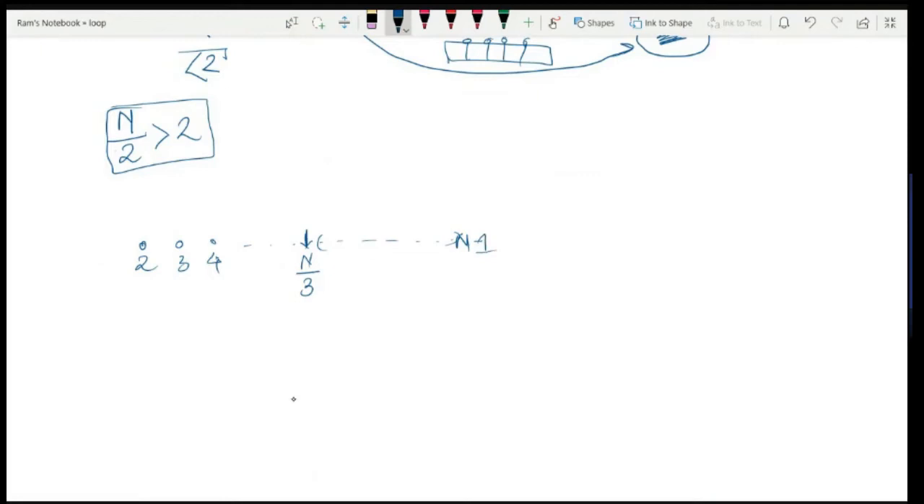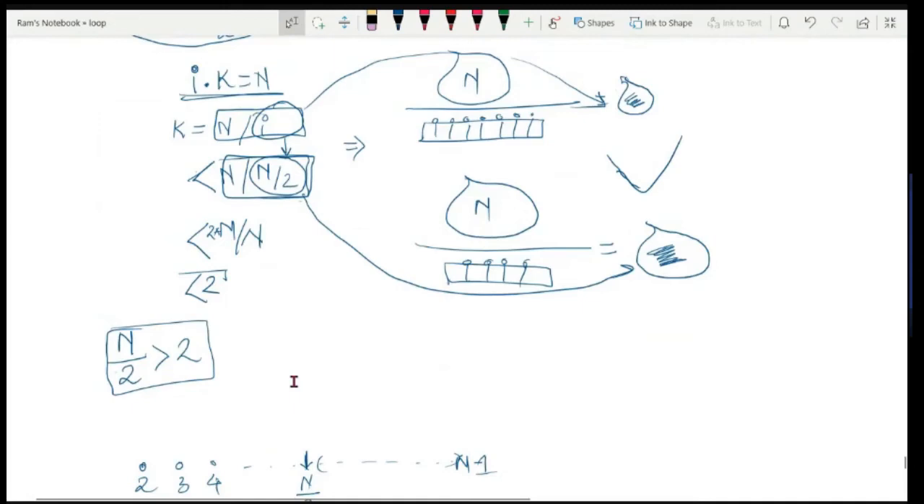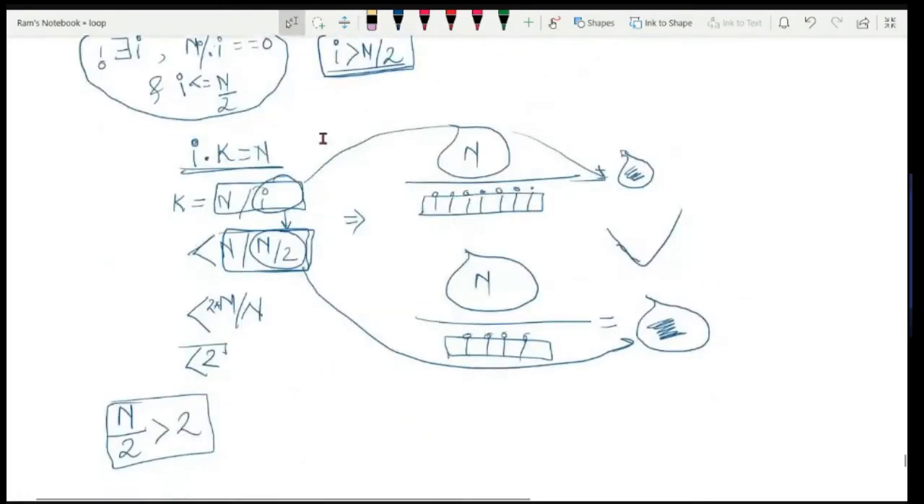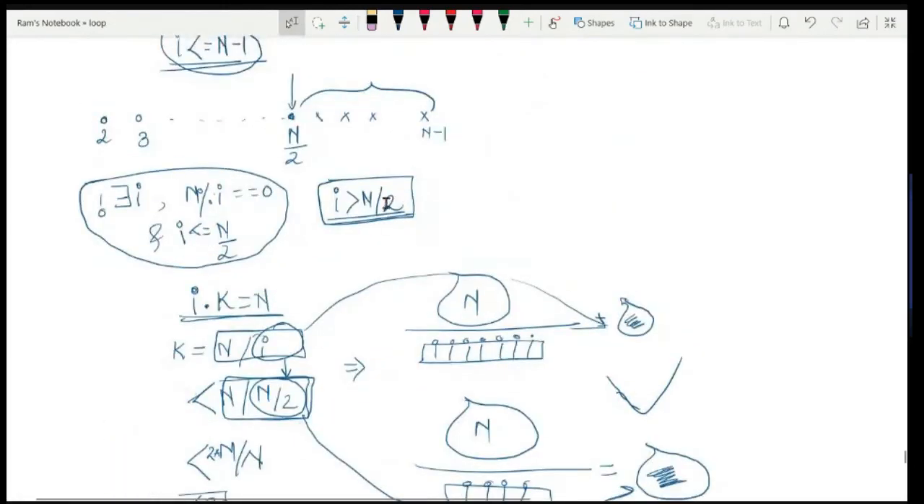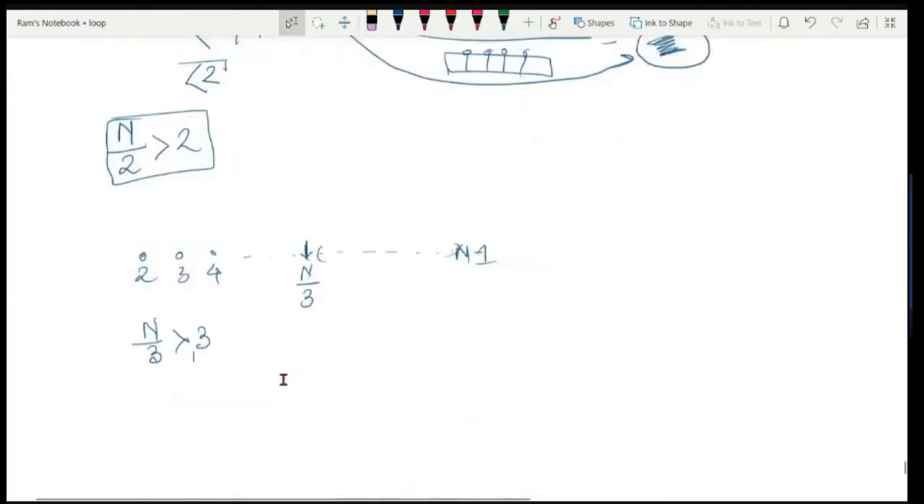If we follow the same logic, then we can say that yes, we can stop the process as long as this n by 3 is greater than 3. Because here the same logic will be applied. Only thing is that instead of writing this n by 2, this 2 actually will be replaced by 3.